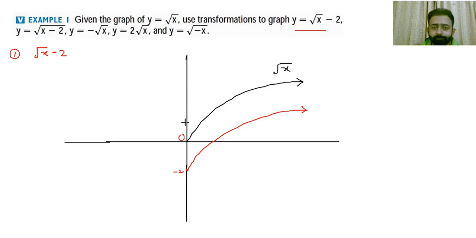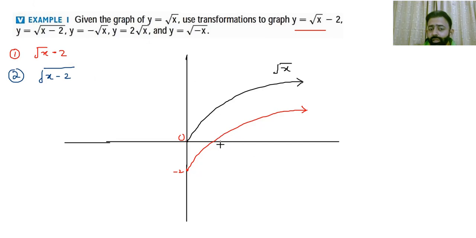Okay, so the second one is root of x minus 2. Now this time the transformation is done in the input. It is just like x plus c or x minus c. You have translated the input. So the effect of this on the graph will be, if it is minus 2, it will be translated in the positive x direction by 2 units. So this graph will be shifted towards the right.